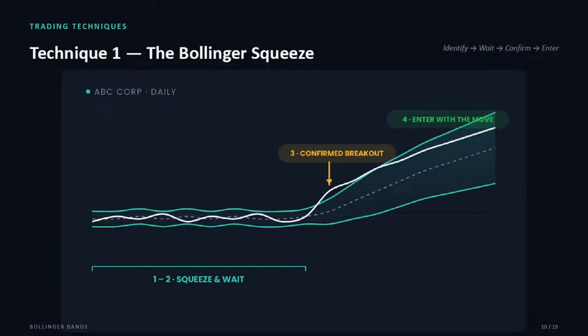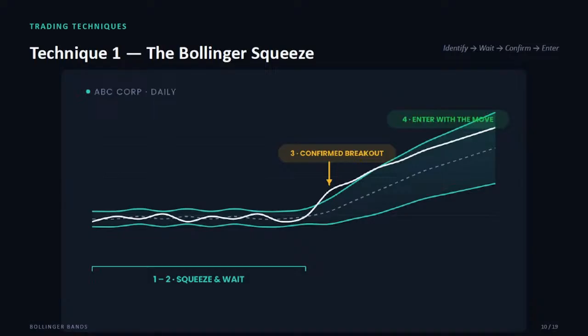Here's the part beginners consistently get wrong. The squeeze tells you that a bigger move is likely coming soon. It does not tell you which direction that move will go. So the technique is never simply buy when you see a squeeze. Instead, the process looks like this.